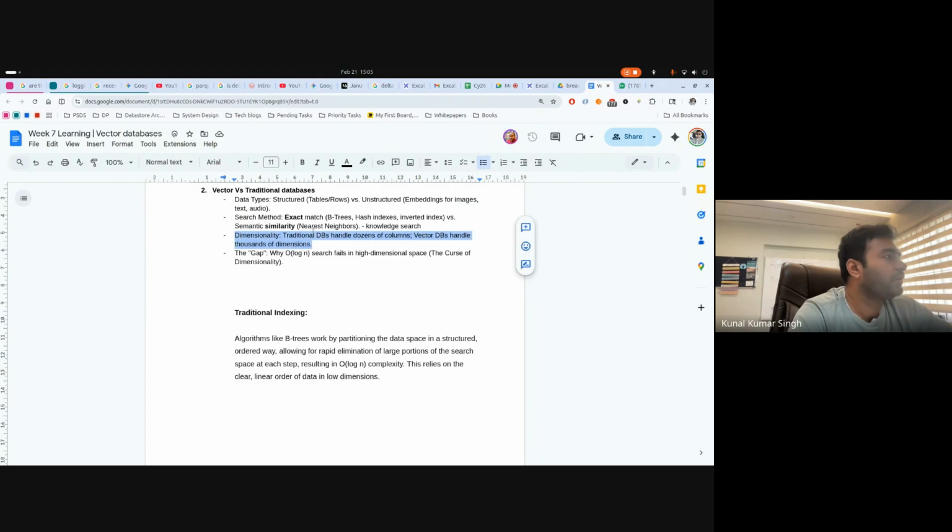Okay. Dimensionality, right? So this is important. Traditional databases handle dozens of columns, and vector databases handle thousands of dimensions.